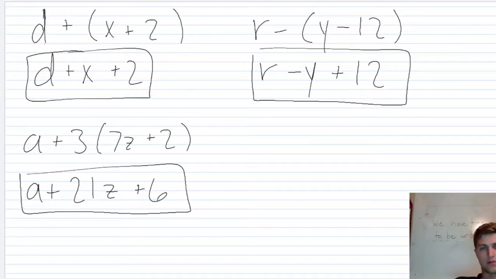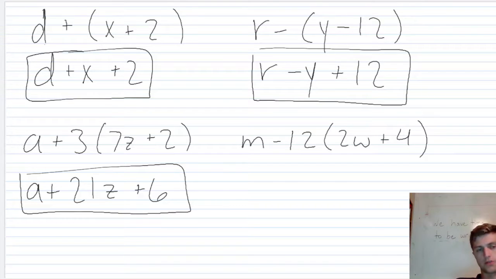Now let's take a look at one more example. M minus 12 times 2w plus 4. Now this is important. Well, first parentheses, nothing we can do here, so we move on to multiplication. Distribution is a form of multiplication. Let's distribute this 12. Psych! It's a negative 12. There's a negative in front of it, so we're distributing through the negative 12.